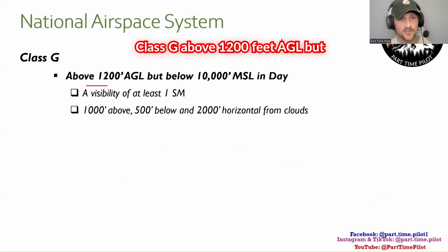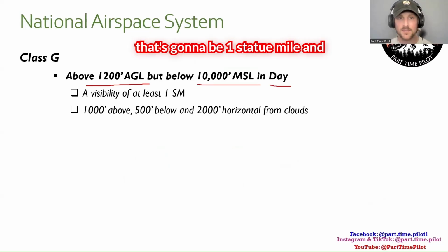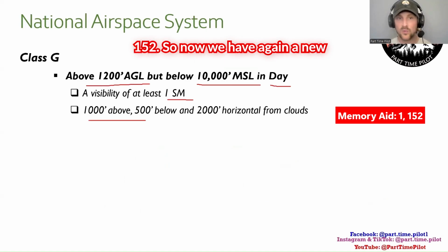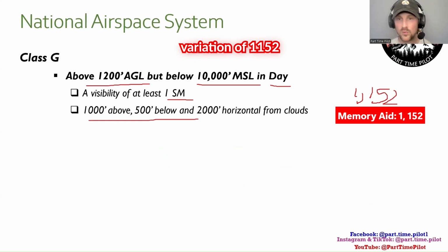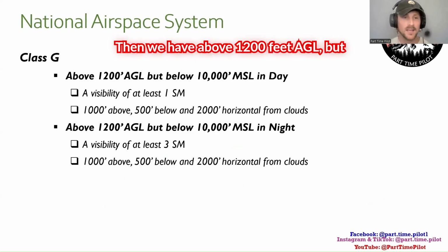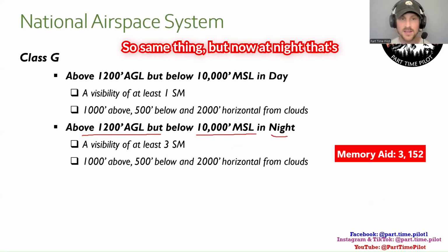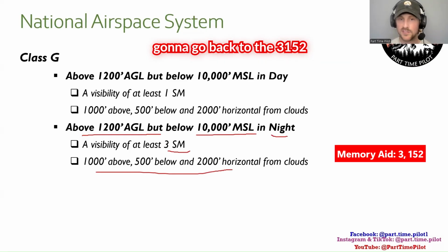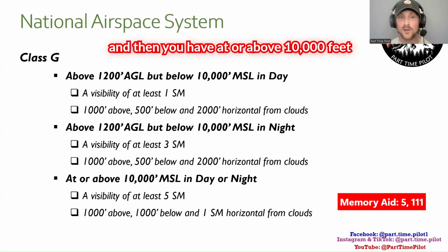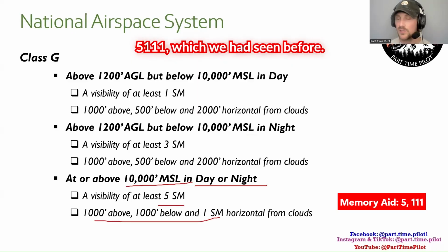Class G above 1,200 feet AGL, but below 10,000 feet MSL in the day, that's going to be 1 statute mile and 152. So now we have, again, a new variation of 152, just to confuse things more. Then we have above 1,200 feet AGL, but below 10,000 feet MSL at night. So same thing, but now at night. That's going to go back to the 3 152. And then you have at or above 10,000 feet MSL day or night, and that's going to be 111, which we had seen before.